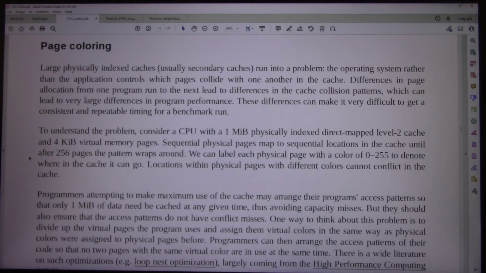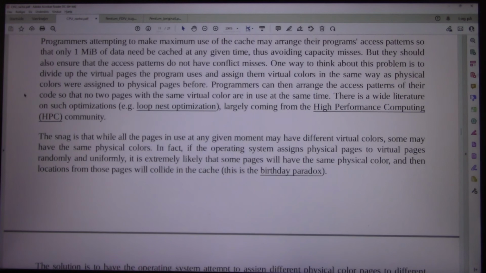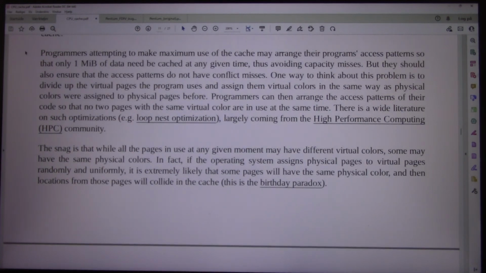We can label each physical page with a color of 0 to 255 to denote where in the cache it can go. Locations within physical pages with different colors cannot conflict in the cache. Programmers attempting to make maximum use of the cache may arrange their program's access patterns so that only 1 MB of data need be cached at any given time, thus avoiding capacity misses. But they should also ensure that the access patterns do not have conflict misses.